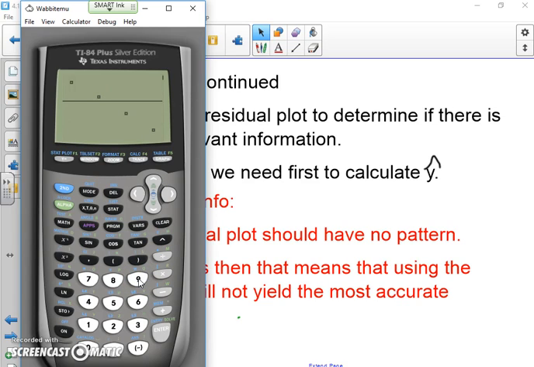And look, I still have a pattern, so I still have an issue. The reason I have an issue here is I did not recalculate my residual. So what we have to do is recalculate the residual. I'm going to go back to here, and I'm going to delete 4 from every list.